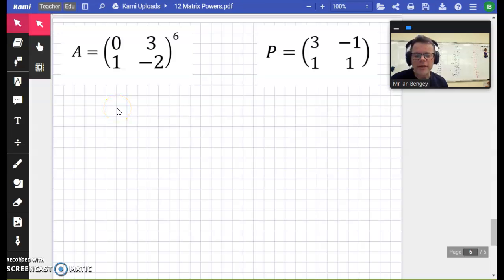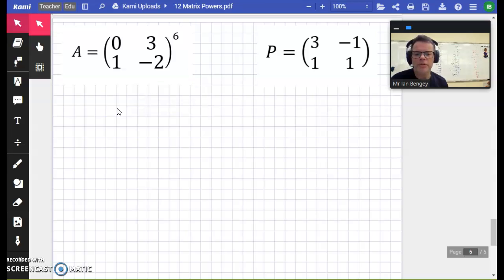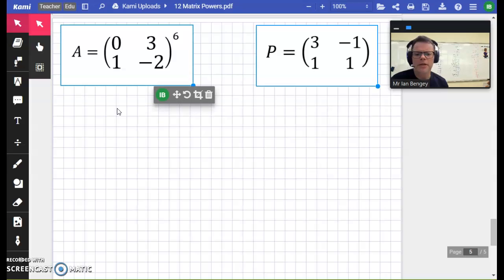So we're now going to look at matrix powers of matrices which are not diagonal. If you've not watched the previous video on matrix powers for diagonalized matrices, watch that first, and then you can come to this point here. And we're going to use this matrix P in a very clever way to find this matrix A to the power 6. It's not diagonal, so we can't use the result from the previous video. But we are going to use this matrix P.